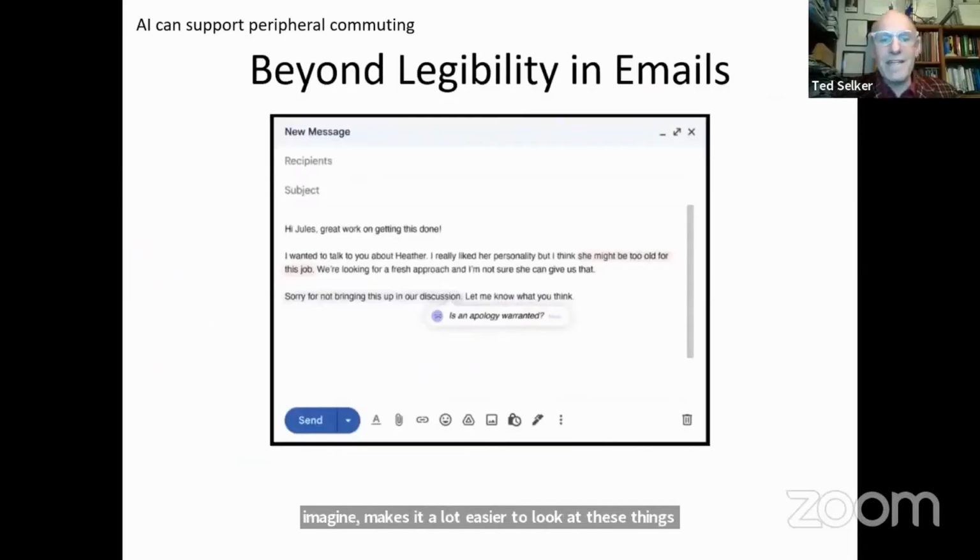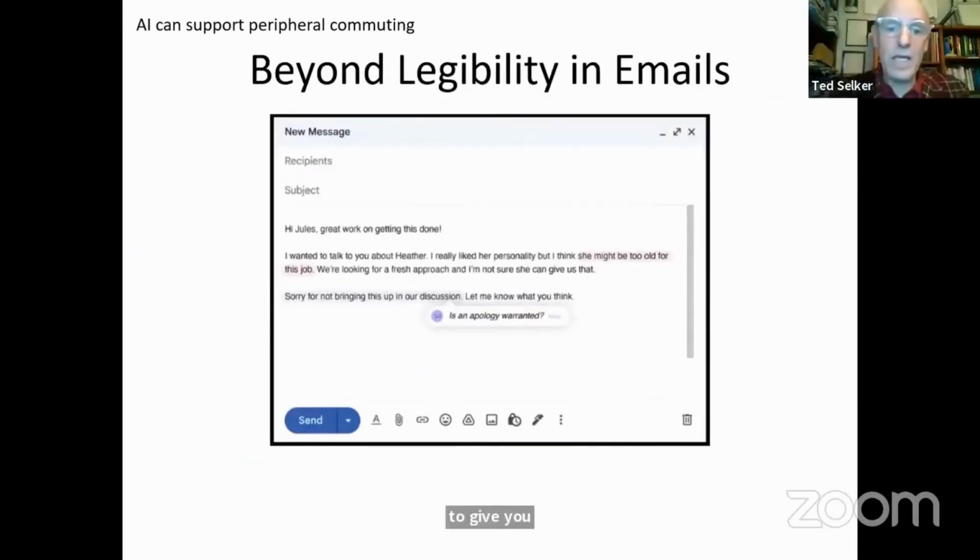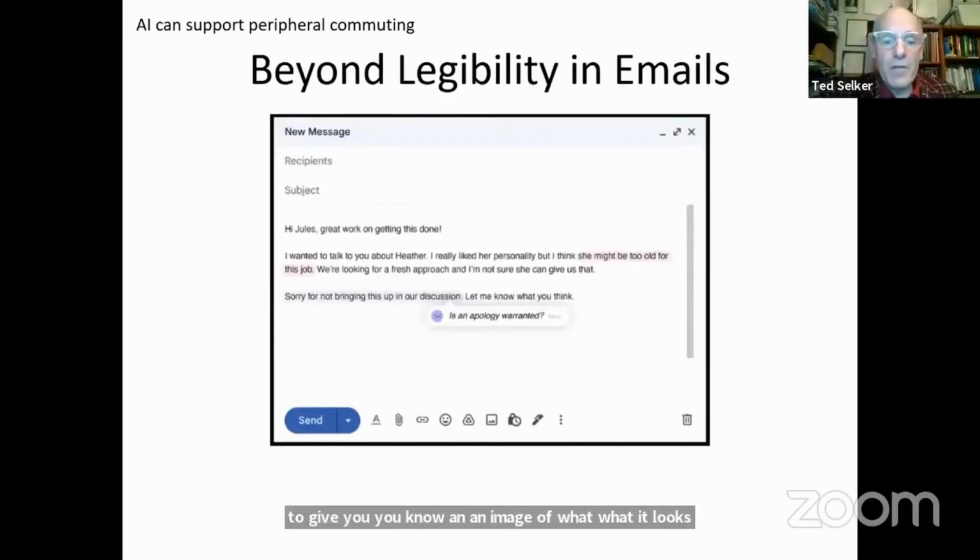To give you an image of what it looks like in Gmail, here you are typing along, and there's something wrong with this. There's an ageist thing going on up here, and down here there's an apology that a person's made. That's not so good, to be always making apologies. That's an example of what you might see in Gmail.